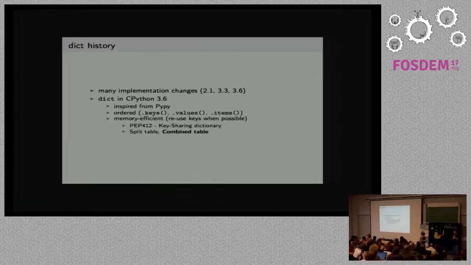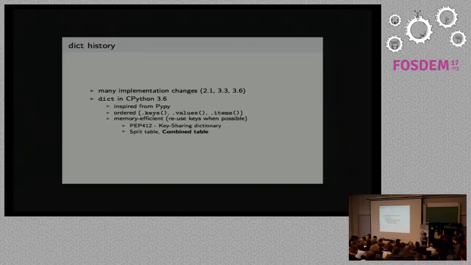So, a bit of history about dictionaries. The implementation changed quite a lot over time. 3.6 has a shiny new implementation that's inspired by the implementation of PyPy's dictionaries. They are ordered, so whenever you call keys, values, or items, you get them in the order in which you inserted them.